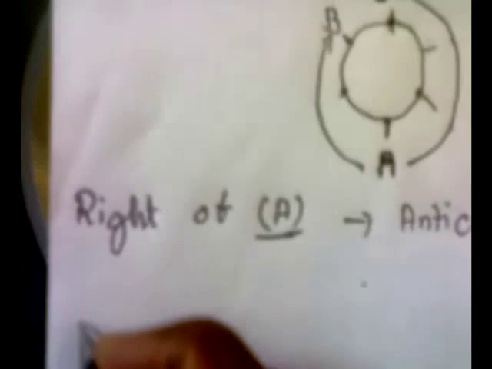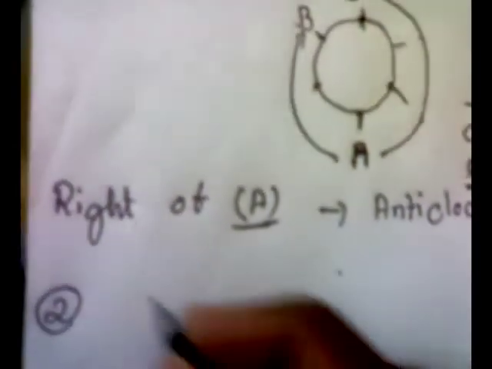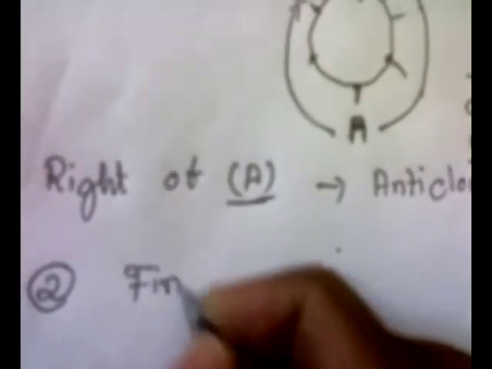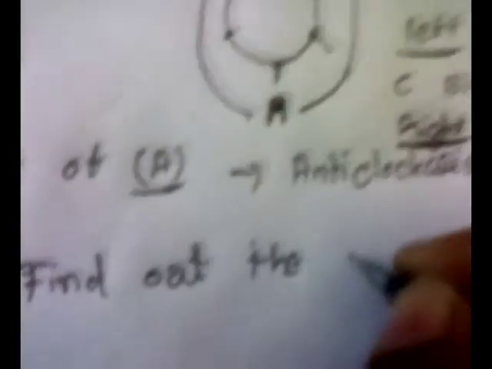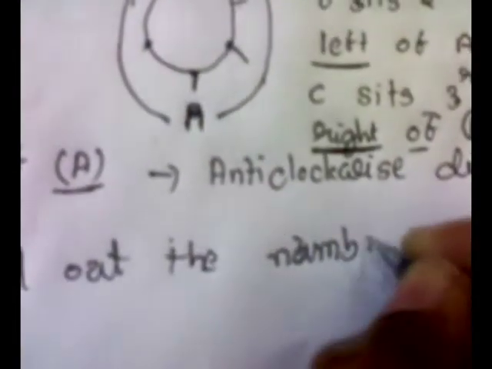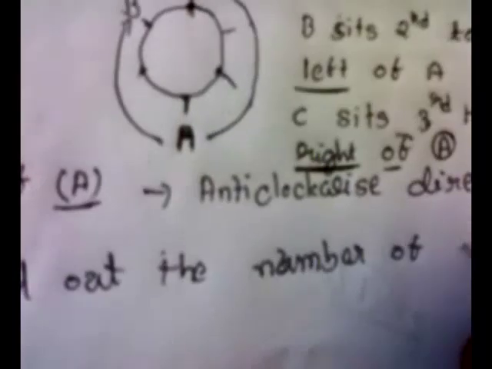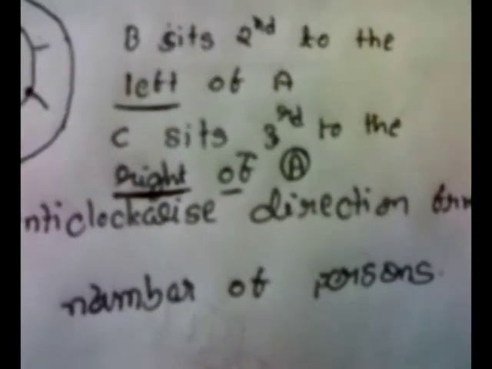I hope you get the direction concept. Now the second thing to be taken care of is to find out the number of persons sitting around a circular table.